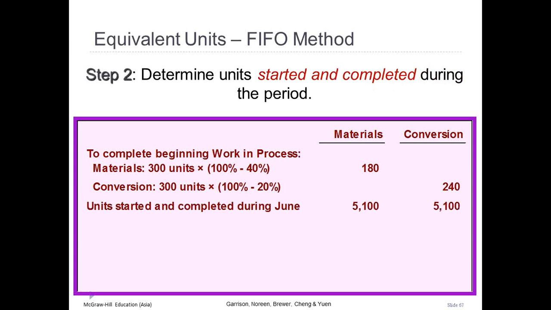The second step is to add the units started and completed during the period: 5,100 units for materials and conversion. The 5,100 units represent the total units completed and transferred out this month, less those units in beginning inventory. Remember, in FIFO we must keep track of the units in beginning inventory, started this month and ending inventory separately. The first units in inventory, beginning inventory, are the first units transferred out this month.